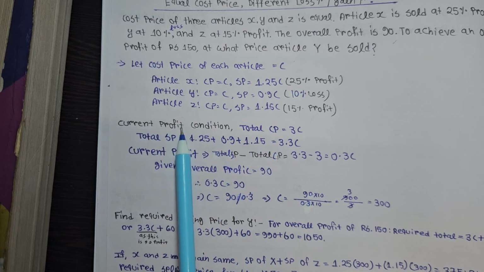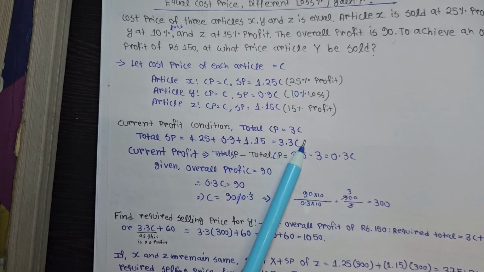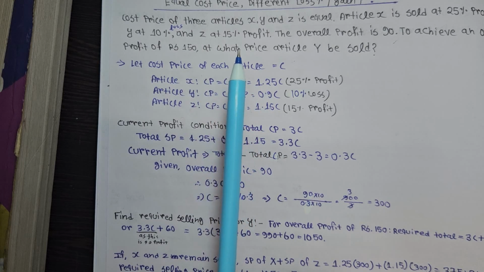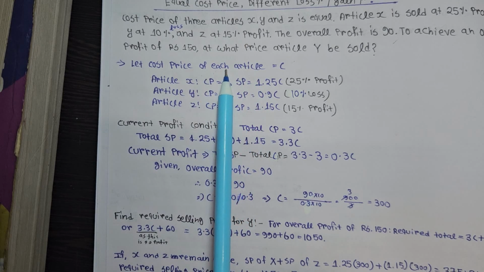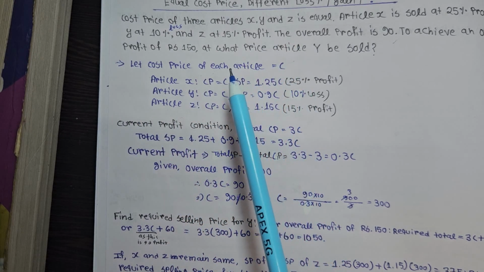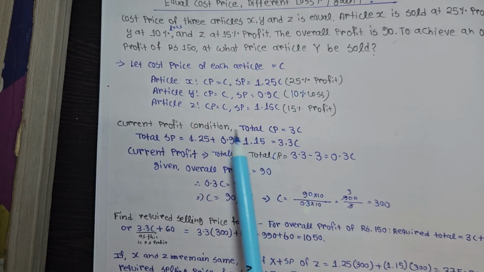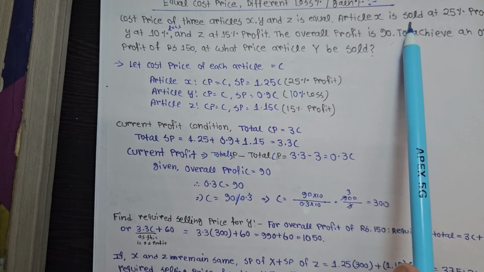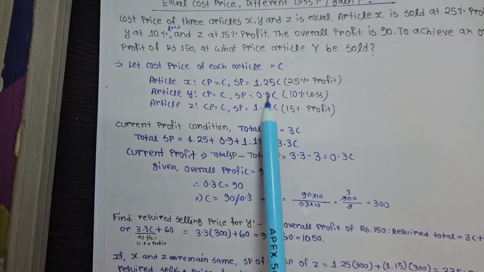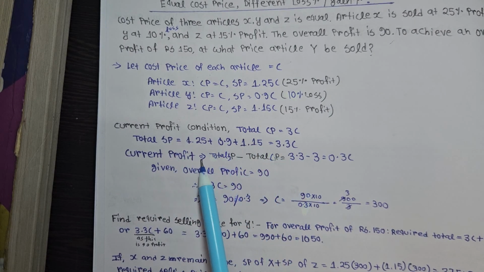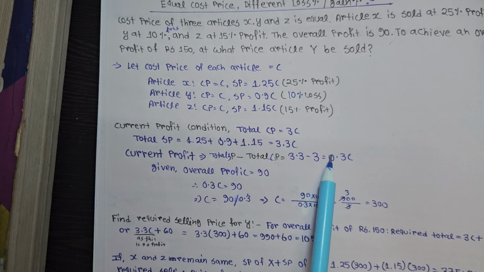Right. Now the current profit condition: the total cost is 3C, right? The 3 articles combined, each assumed to cost C, so C plus C plus C is 3C. The total selling price, if you calculate, is 3.3C. So the total current profit is 0.3C, right?